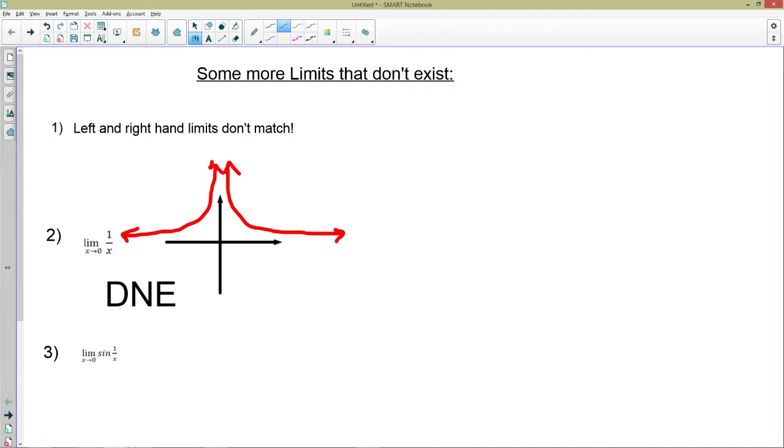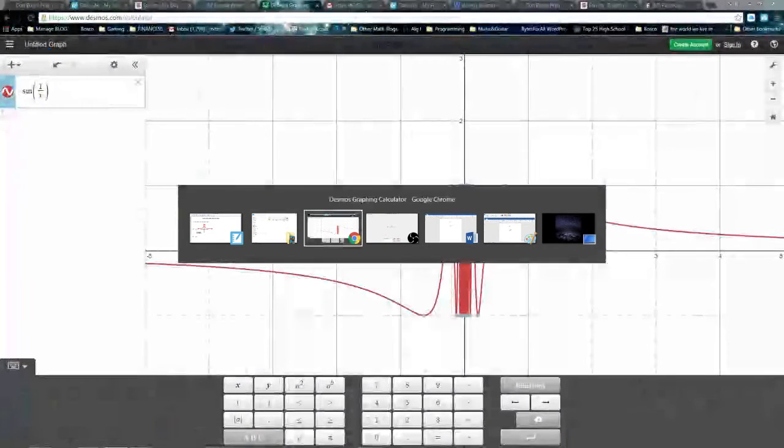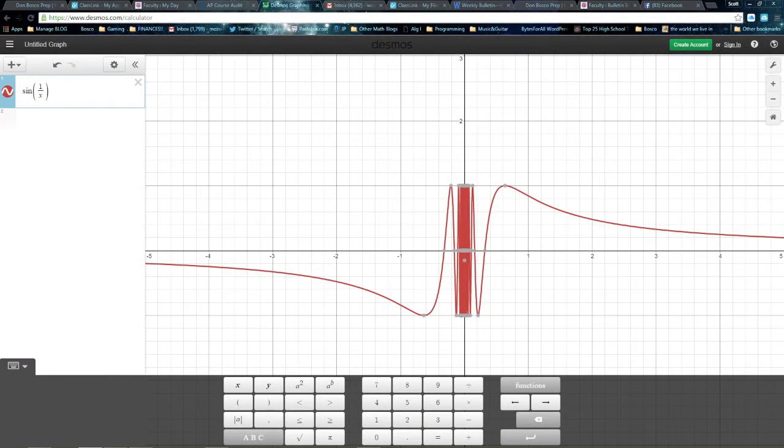Okay, so number 3, let's put this in our graphing calculator. So pause the video right now and put this in your graphing calculator, take a look at it, and then let's discuss it. Okay, so let's go to Desmos. And I've already put the function in, and this is what it looks like.